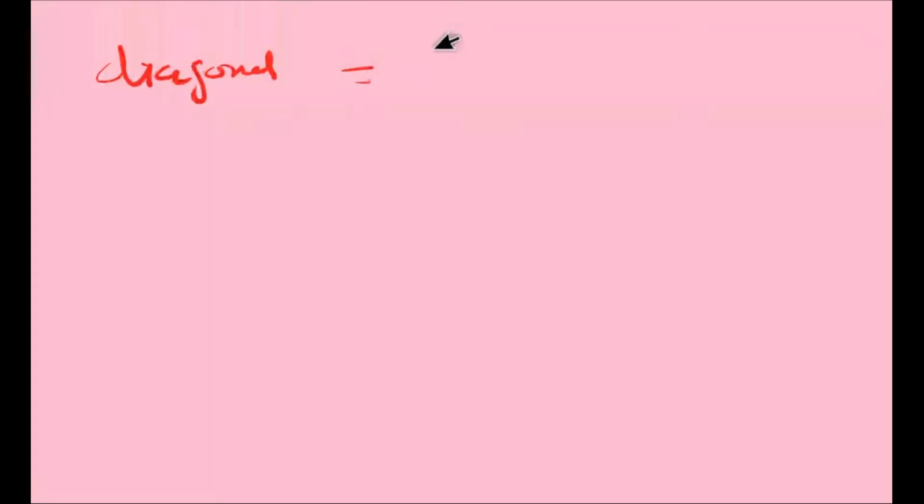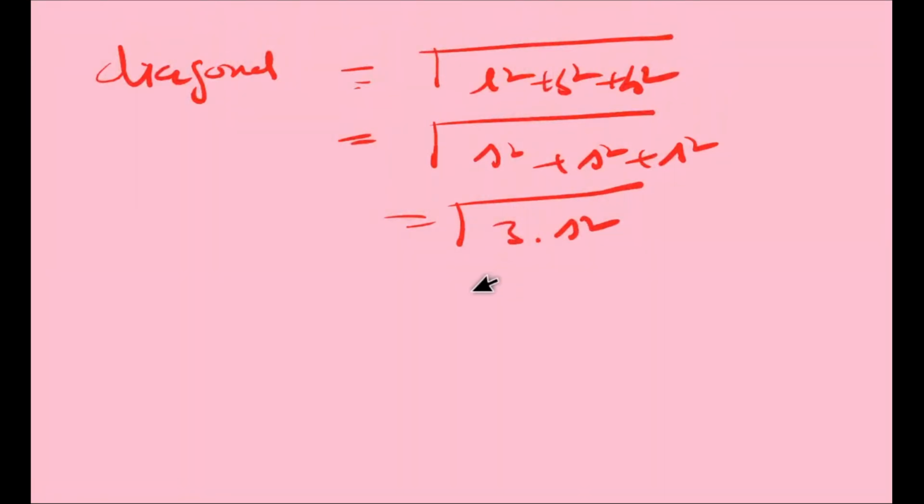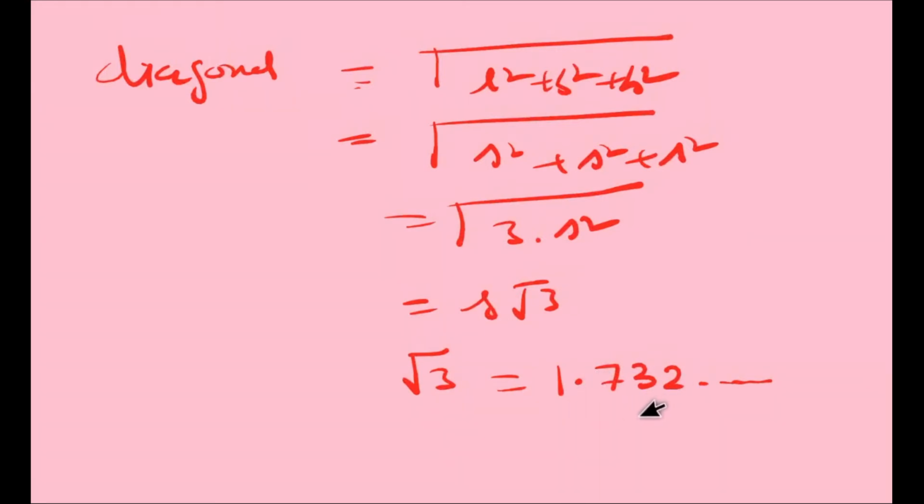Diagonal in rectangle, you know the formula L square equal to B square plus H square. So putting L equal to side here, and here is also side, here is also side, that is 3 into side square, means side root 3. And you should learn the value of root 3, that is 1.732. If you want to know the diagonal in decimal, you have to use this formula. Okay.